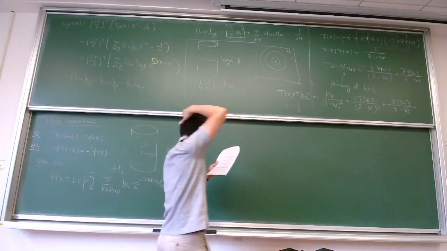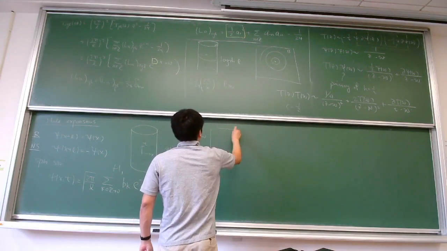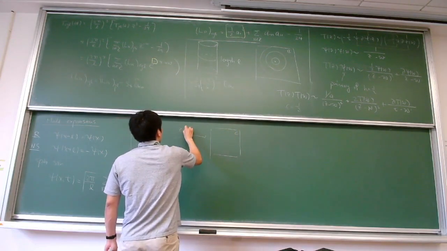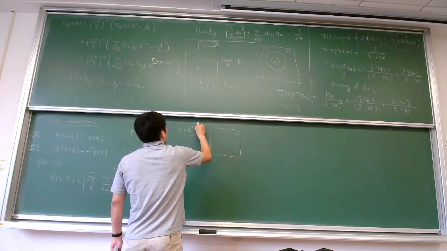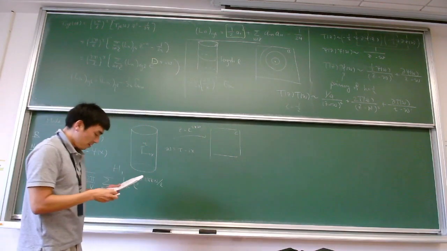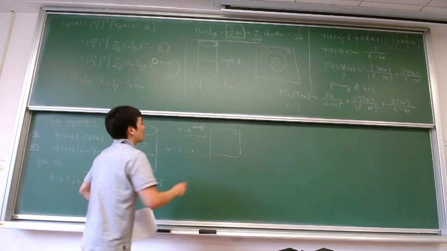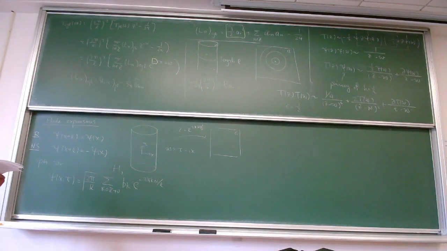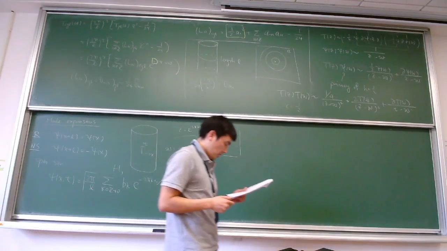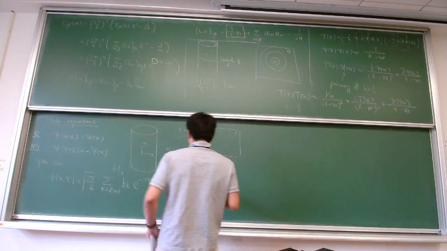Then you can do the conformal transformation from the cylinder to the complex plane by z equal to e to the 2 pi w over L. Then you can have the following mode expansion.